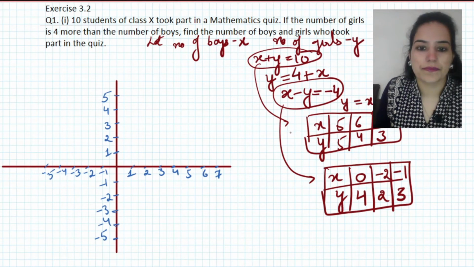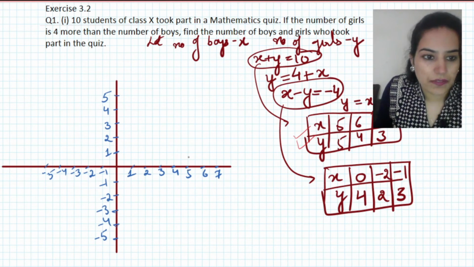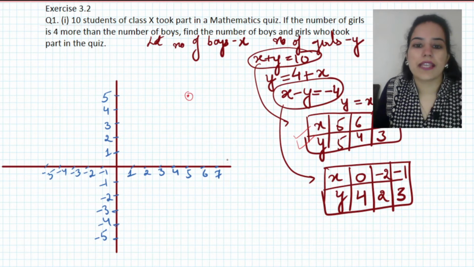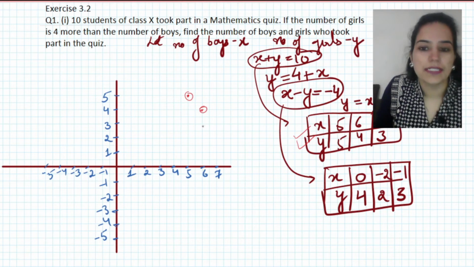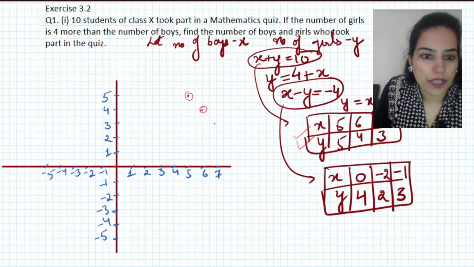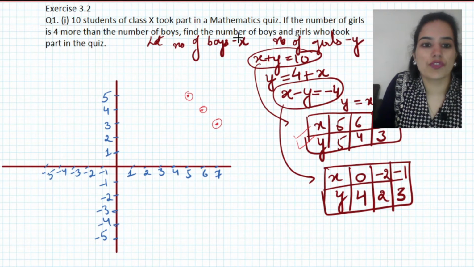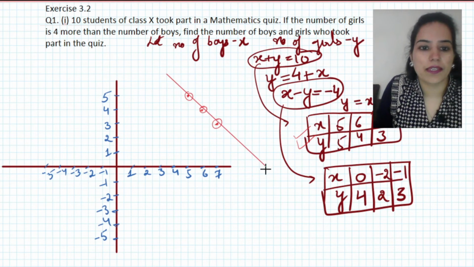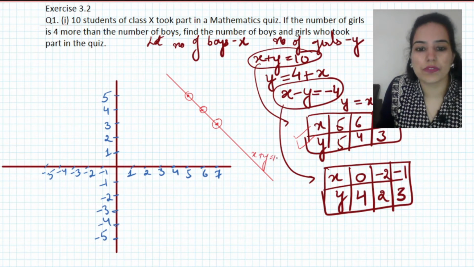Let's plot the points. So first I'm doing this one. x is 5, y is 5. So if x is 5 and y is 5, this is the exact point here. And then x is 6 and y is 4. So this is the exact point there. Then x is 7 and y is 3. Now these points can differ, right? You can choose some other points as well. And if I join these points, I get the line exactly this way here. And always name it, right? And you get it as x plus y is equal to 10.